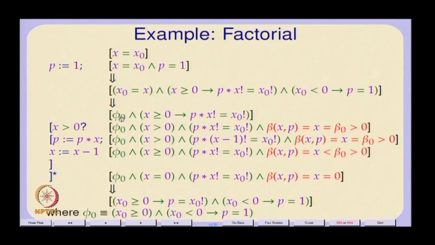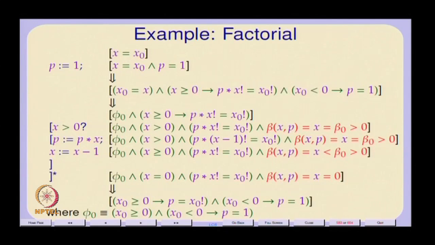So I factor out this phi naught here, and here since x naught is equal to x, I can actually write this. Yeah. And I have therefore phi naught, and x is greater than or equal to 0, then p multiplied by x factorial is x naught factorial. When I have this condition x greater than 0, then I can make that a conjunct of this, and when I make that a conjunct of this, I get x is greater than 0 and p multiplied by x factorial equals x naught factorial. Okay.